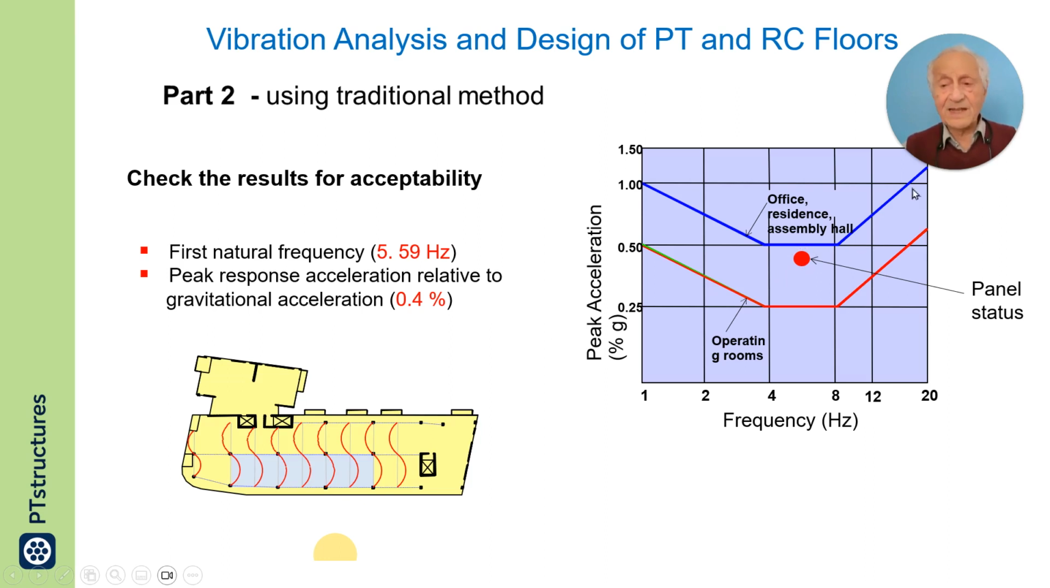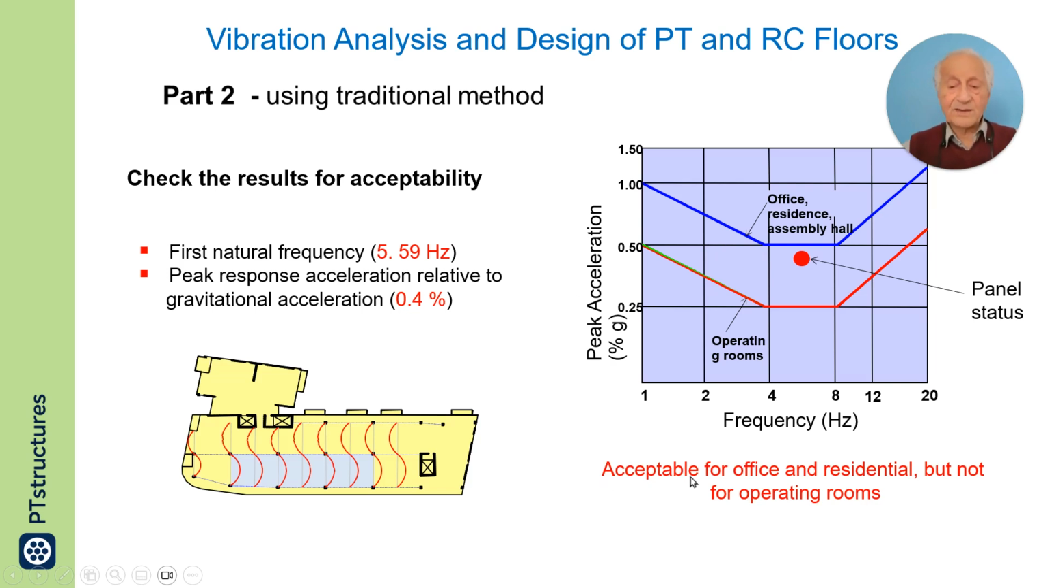Remembering or observing that the entire range here is acceptable leads me to believe that the outcome being a little bit down or up is not going to impact the conclusion of the analysis. So the analysis need not be very accurate because it is a decision whether it is above or below a threshold. How much below it is or how much above does not, in this instance, make a difference in the final conclusion. It is acceptable for office and residential, but not for operating rooms.